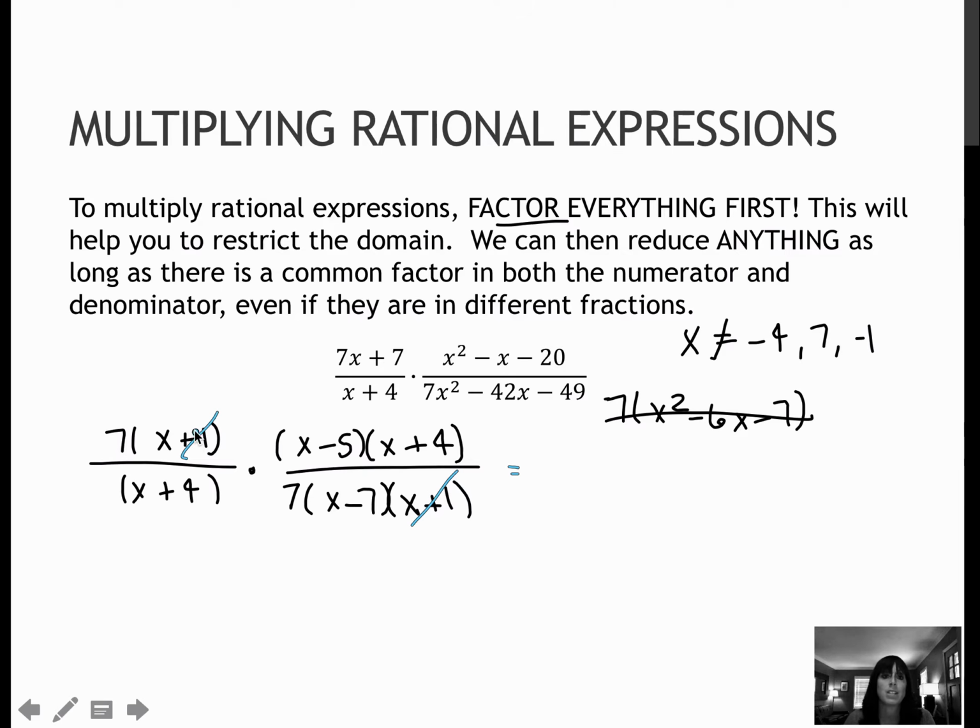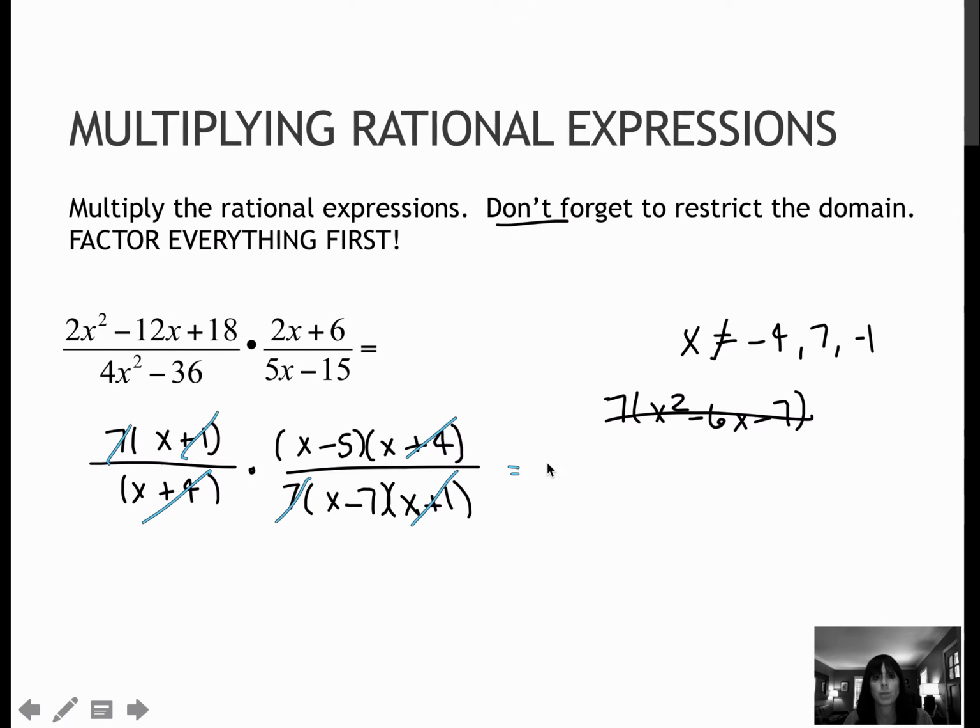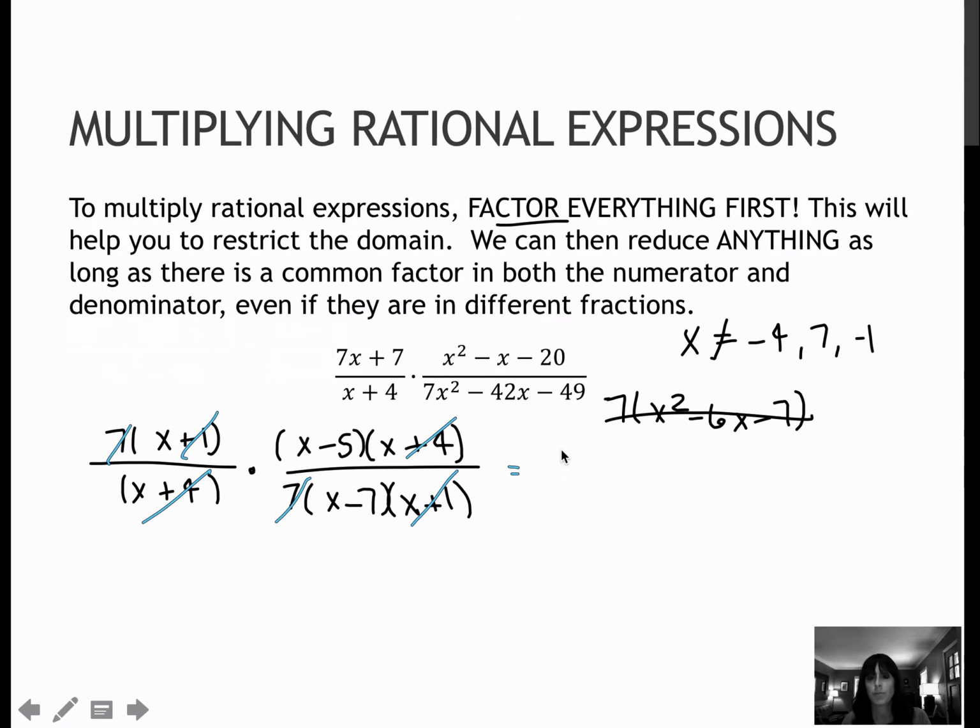Now, does it matter that x plus 1 is in one fraction and the other x plus 1 is in the other? No. As long as one is a numerator and one is a denominator, then we're okay, because if I wanted to, I could write my new numerator as 7 times x plus 1 times x minus 5 times x plus 4. So it really doesn't matter that they're not in the same fraction. The x plus 4 will cancel, and the 7 will cancel, and that leaves me with just x minus 5 on the top and x minus 7 on the bottom, and then of course my restriction on my domain.